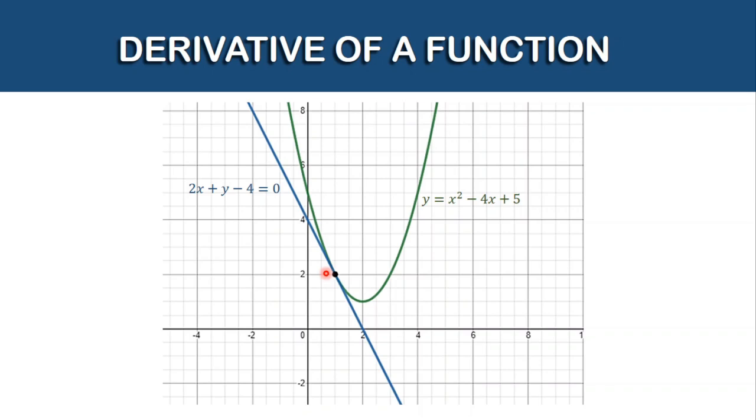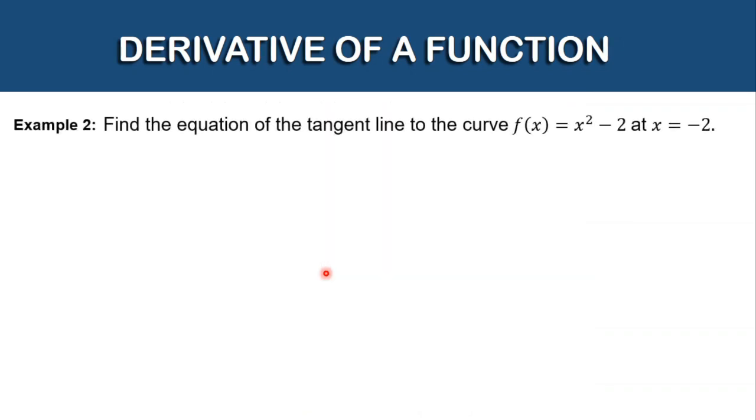Let's answer number 2 example. Find the equation of the tangent line to the curve f of x is equal to x squared minus 2 at x is equal to negative 2. So just like what we did in our first example, let's identify first the given. So x sub 0 is equal to negative 2. And we have f of x sub 0 because this is f of x.